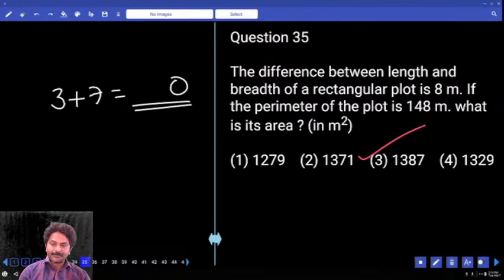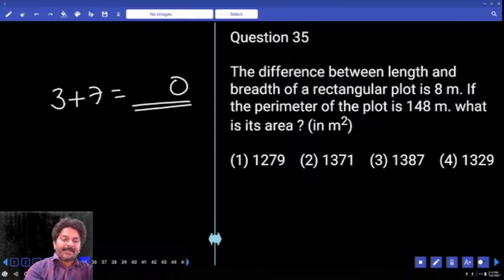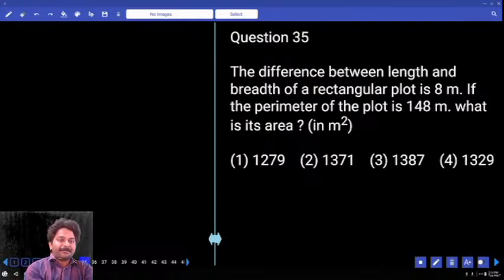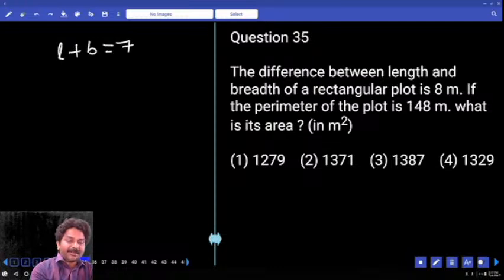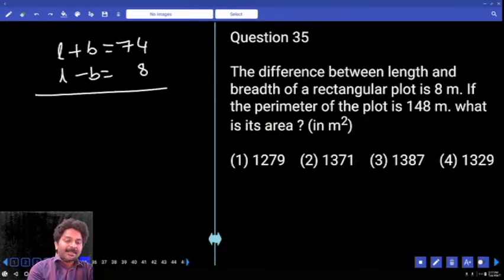The difference between length and breadth of the rectangular plot is 8 meters. If the perimeter of the plot is 148, perimeter 2 times of L plus B is 148, then L plus B is equal to half of that number, 74, and the mentioned difference is equal to 8. What is your question? What is its area? Area in the sense length into breadth only.